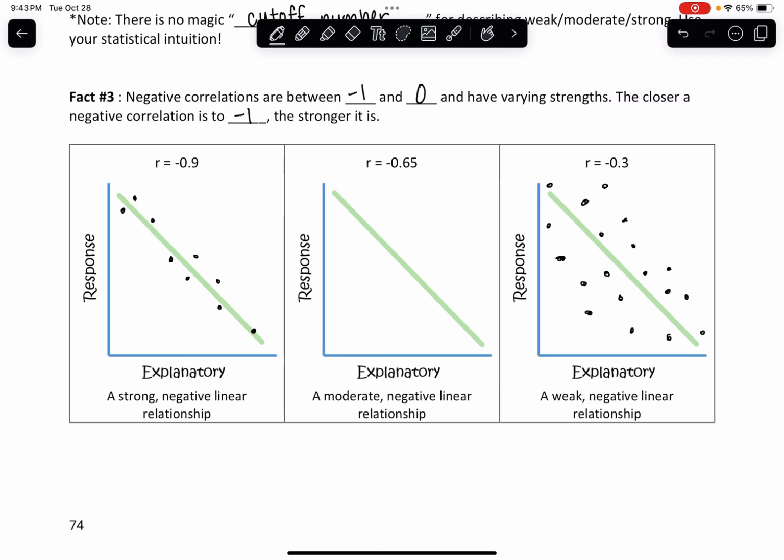And again, if we look at the moderate relationship, they are definitely closer to the line than the weak relationship was, but they are more spread out than the strong relationship is. Again, there's not a magic cutoff number I can give you here. You have to go with your gut describing weak versus moderate, moderate versus strong.